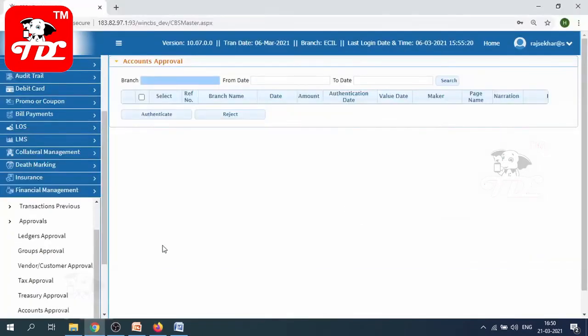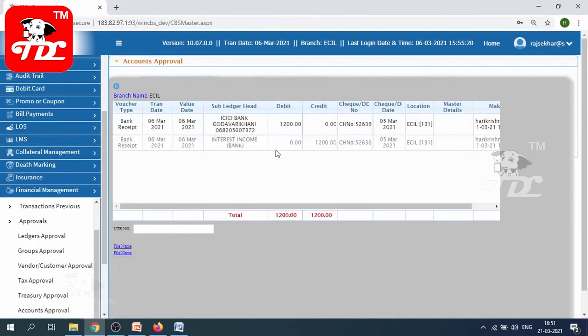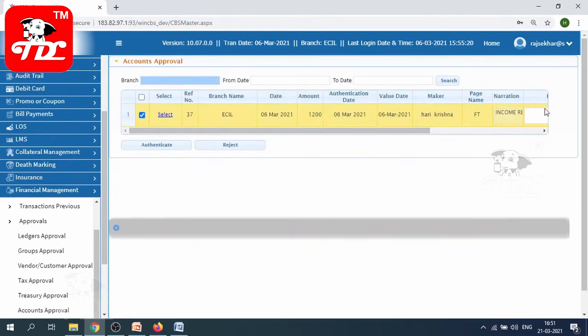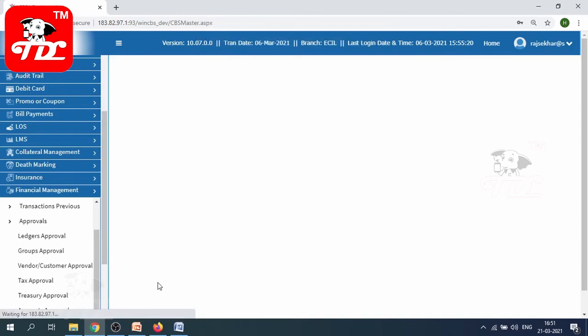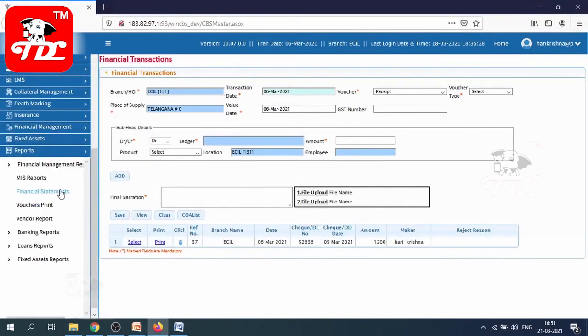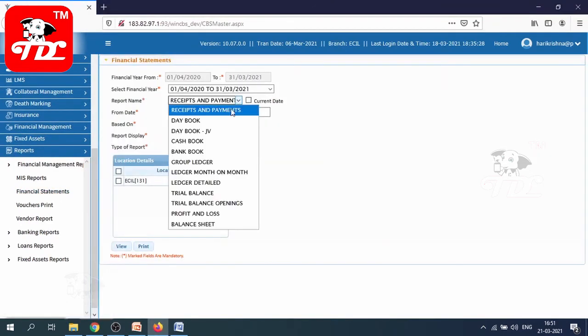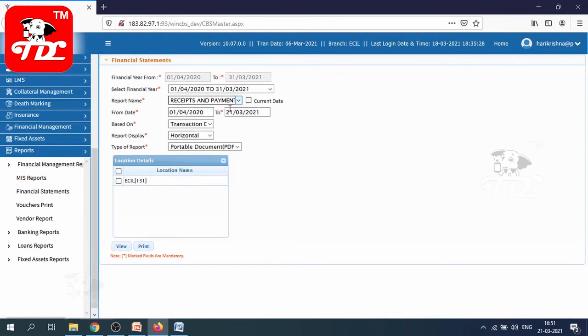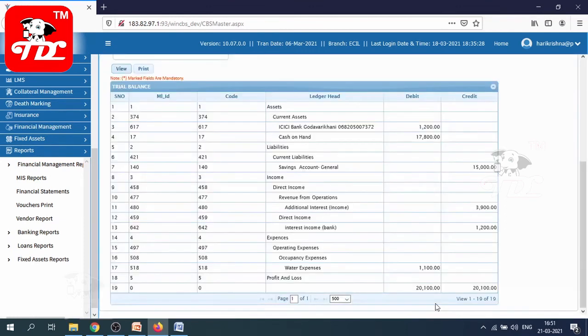Now I'll go to the maker checker so I can verify. This time money has gone to the bank account, not as cash. Now I'll approve the transaction. Transaction is approved. Now we'll verify the trial balance, profit and loss account, and balance sheet. I'll go to reports, financial statement. First we'll verify that receipts and payments are tallied. Then I'll go to the trial balance. This is also tallied.